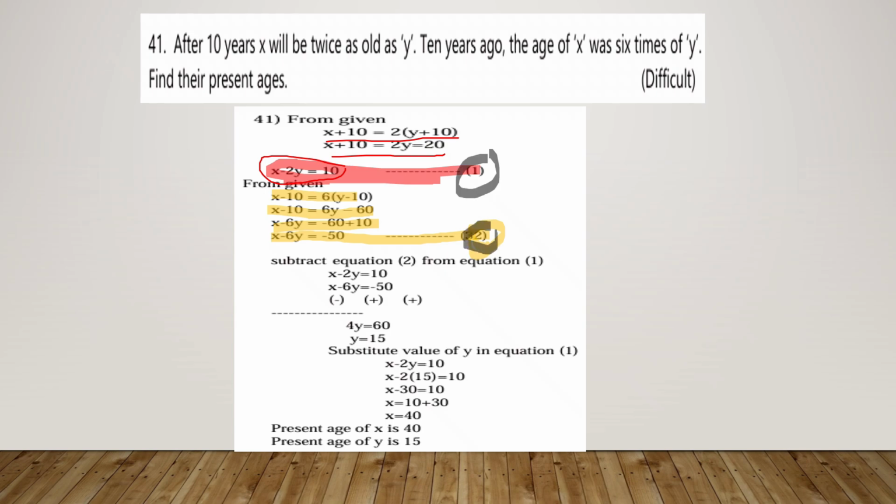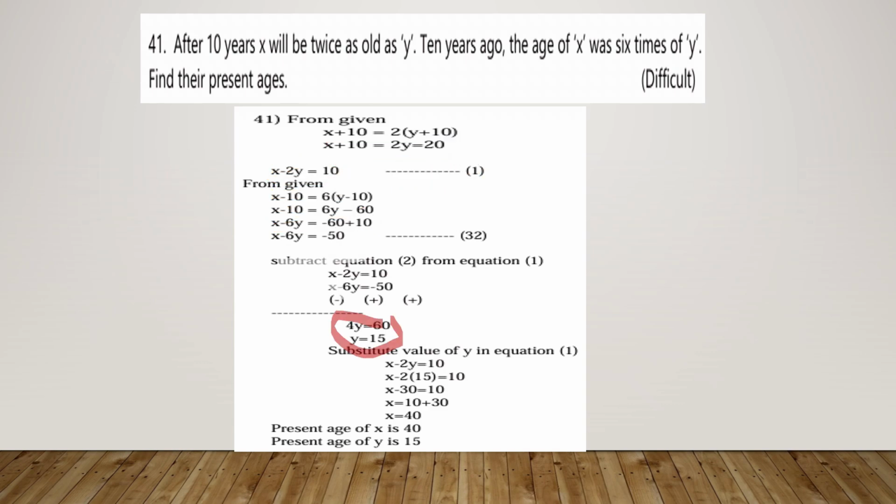This is equation 1, this is equation 2. By subtracting equation 2 from equation 1, if you subtract equation 2 from 1, you will get y as 15. Substitute in any one of the equations, you will get x is equal to 15.